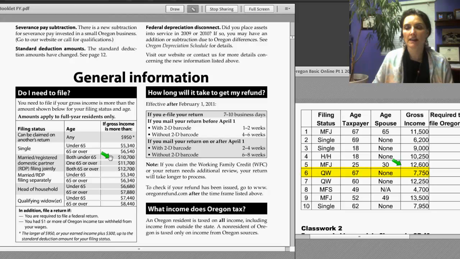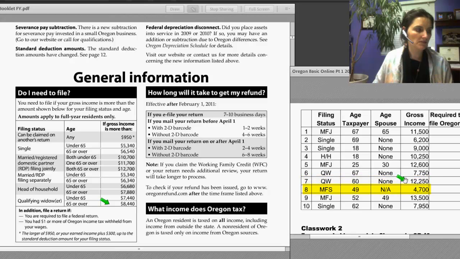Number 6, $7,750 is the income for a qualifying widow, and that is more than the filing requirement of a widow under the age of 65, but it is less than the filing requirement for a widow age 65 or older. So number 6 is not required to file, but of course, just keeping in line with that, number 7 is required to file.